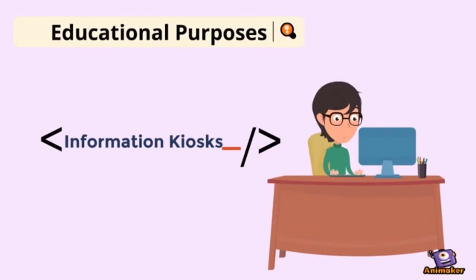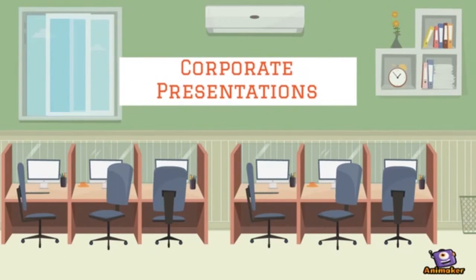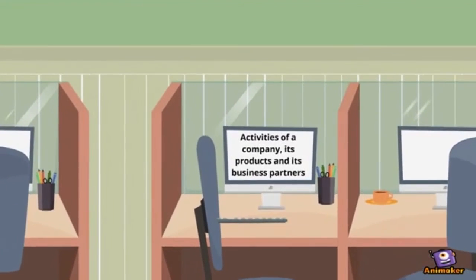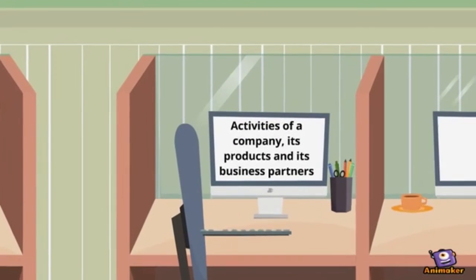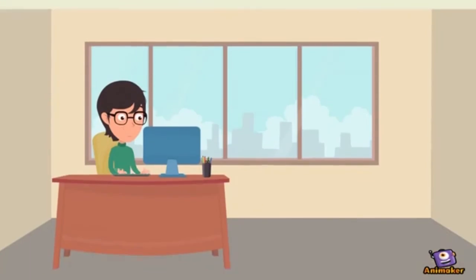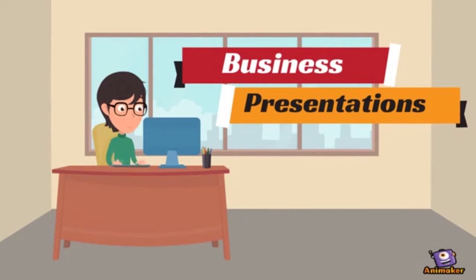On information kiosks like multimedia product catalogs, information is accessed through a touchscreen and viewed on a monitor. During corporate presentations, multimedia emphasizes the salient features and activities of a company, its products, and its business partners by incorporating multimedia elements along with textual descriptions. Towards the fields of business, its products are displayed through multimedia presentations which give space, inventory, and distribution.